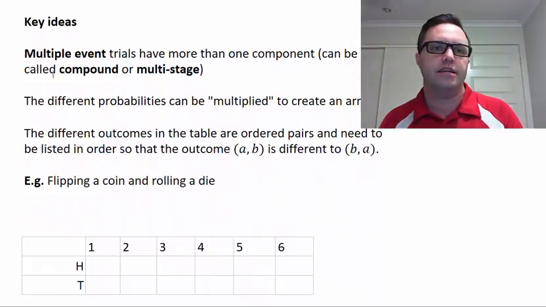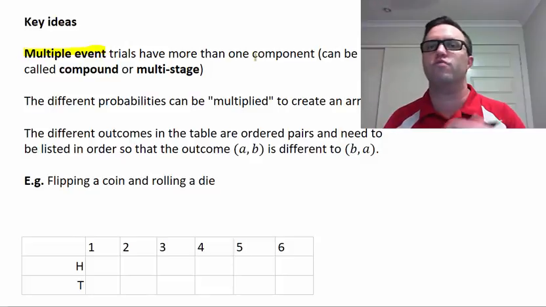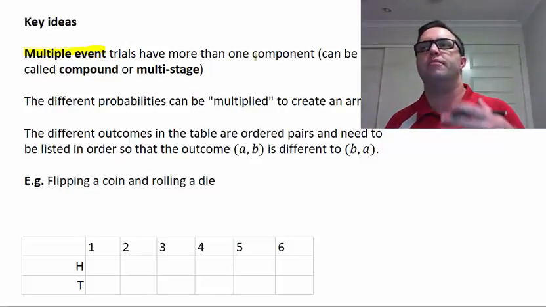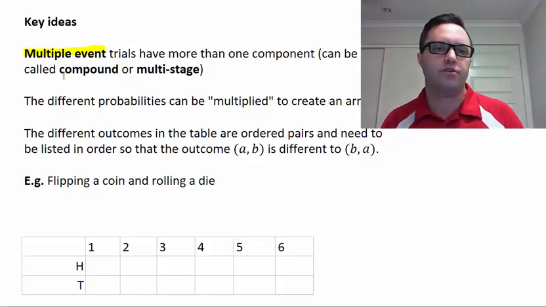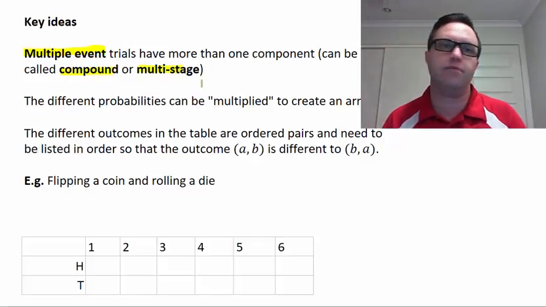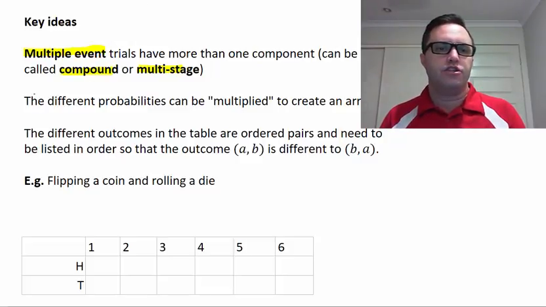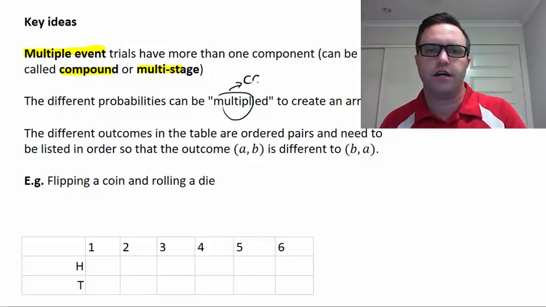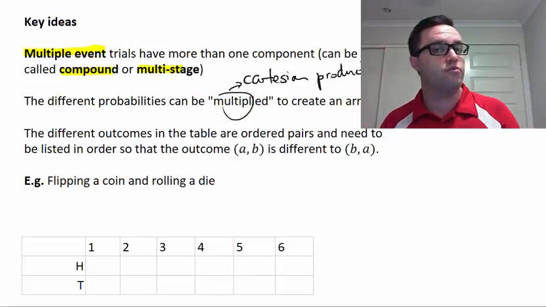Our key idea is that these things called multiple event trials have more than one component to them. You're not just rolling a die, you're rolling a die and maybe a color wheel or something. There's just 2 things operating together or more. They can also be called compound or multi-stage, depending upon the question or the textbook. As I showed you before, the different probabilities can be multiplied. It's actually something called a Cartesian product, where you're matching one with one, etc., to create this thing called an array.